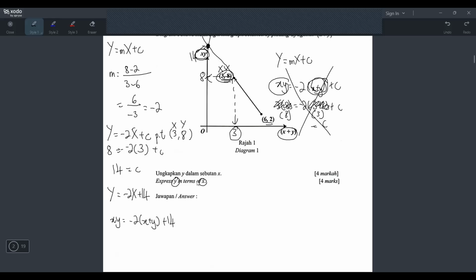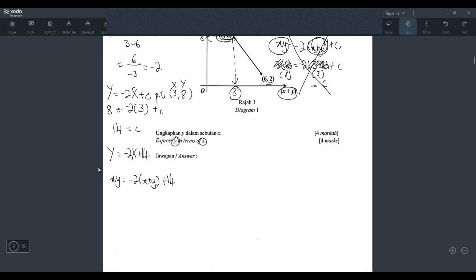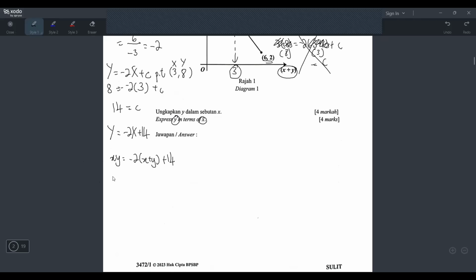But they want to express small y in terms of small x. So now you can just simplify and then find y, because you want y, right? So how do you simplify this? Okay, this one we can expand: negative 2x minus 2y plus 14. And then since we want y, we will try to bring the y on one side, and the terms without y, I move to the other side. It means the ones with y I put together, and the ones without y I put on the other side.